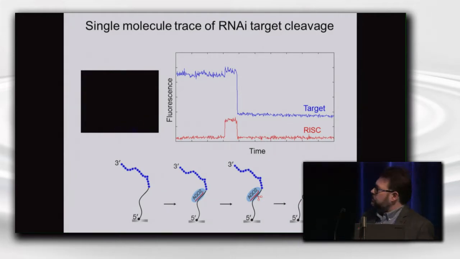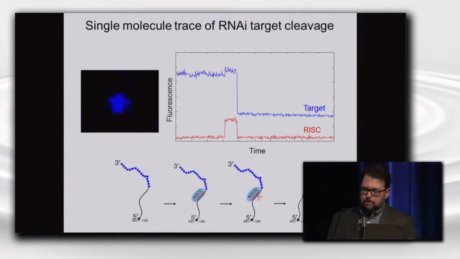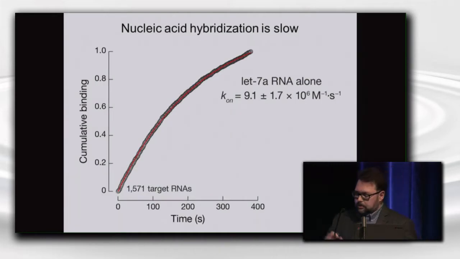So effectively, we can observe all these reaction species in real time, and we can get all the kinetic and thermodynamic parameters we possibly need from this simple experiment. And one of the most useful parameters you can get is just the binding rate. You can get it by looking at hundreds or thousands of molecules.